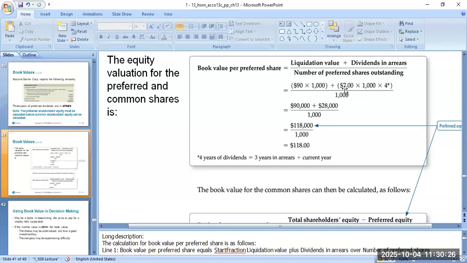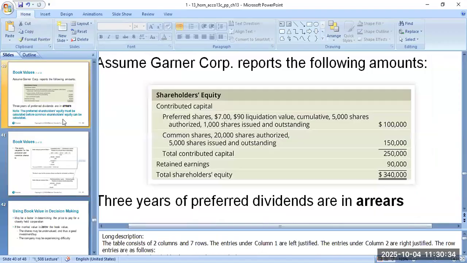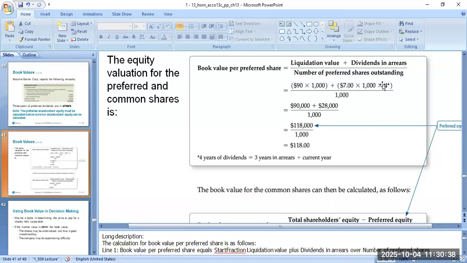The preferred share gets a $7 dividend over 1,000 shares. That's 7,000. But we haven't paid for 3 years. Plus, we're going to include the current year, because we owe the dividend for the current year. And we're going to come up with the value. Once we do this, we're going to end up with the book value per preferred share of $118.